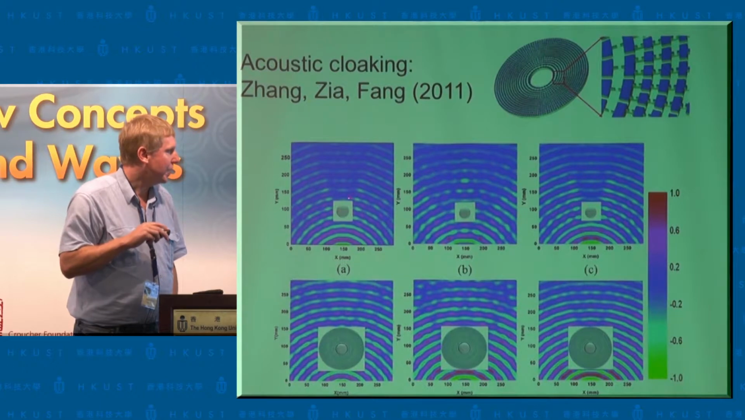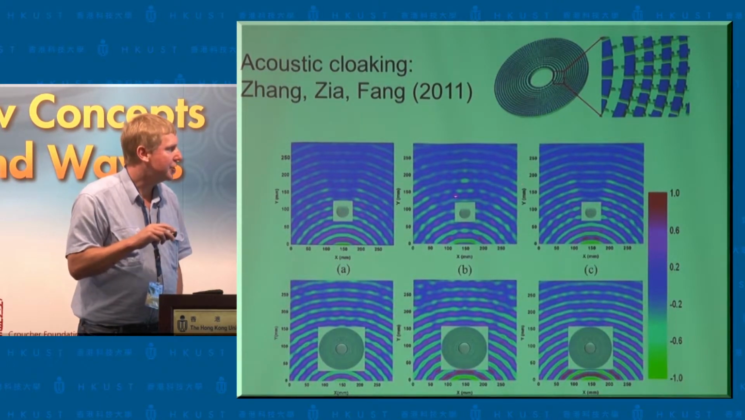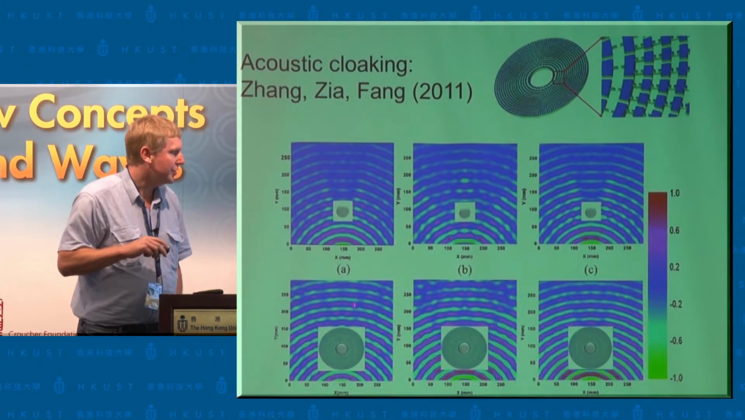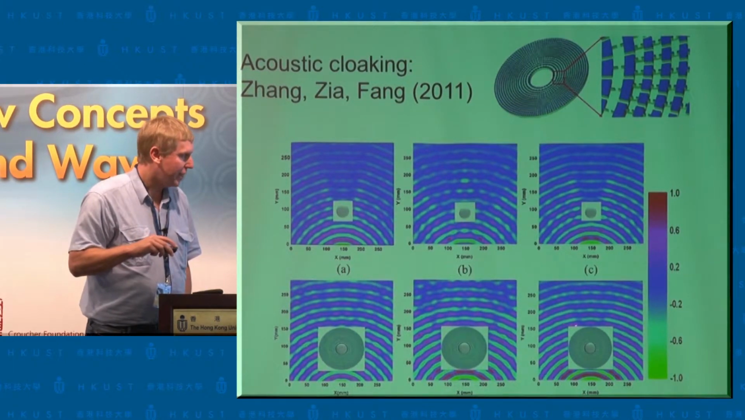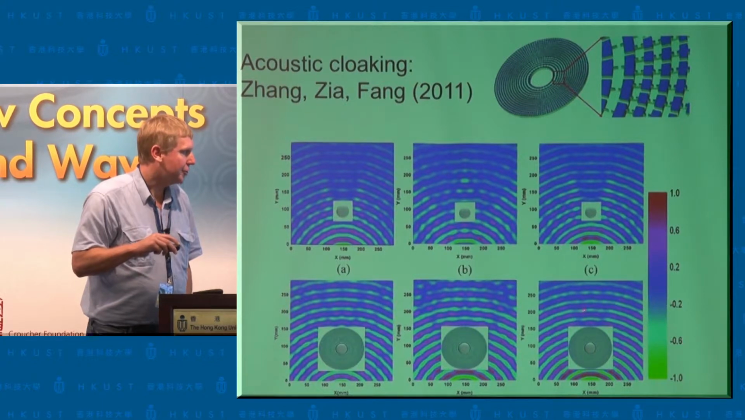And so here, for example, in the absence of a cloak, you've got a distinct shadow zone. When the cloak is present, you get relatively little shadow.